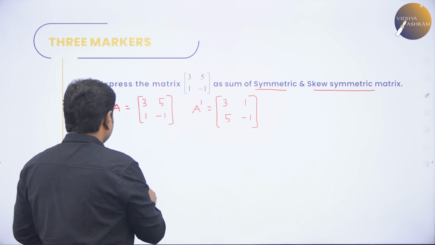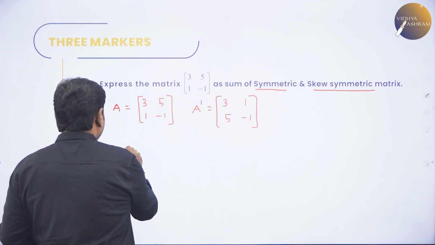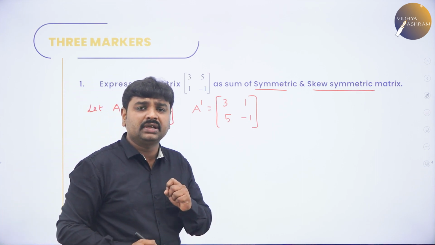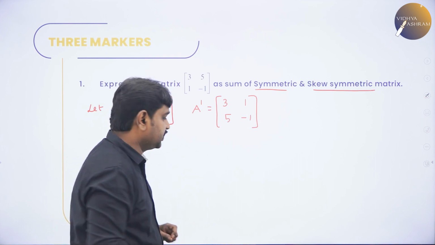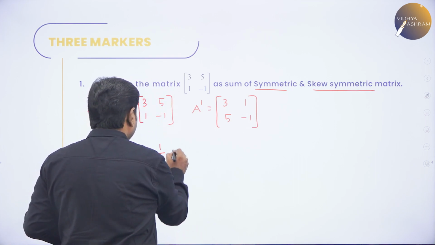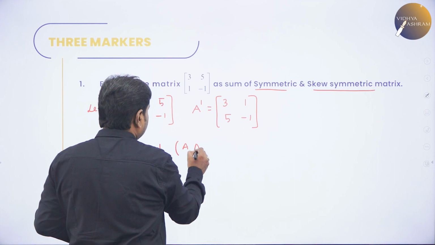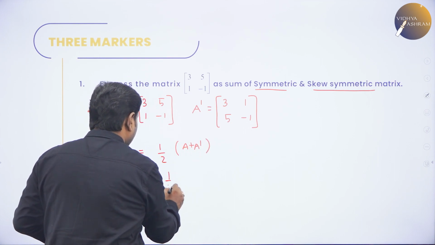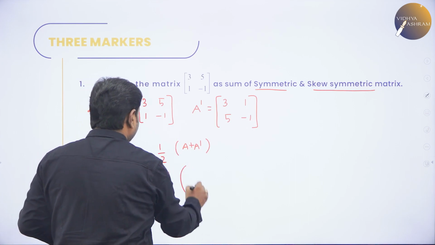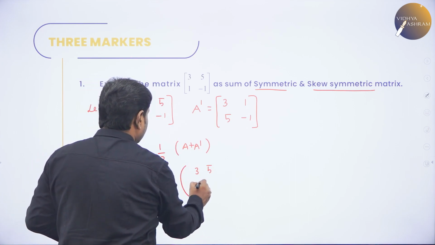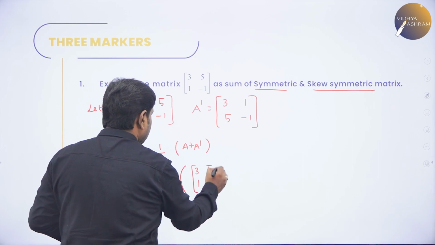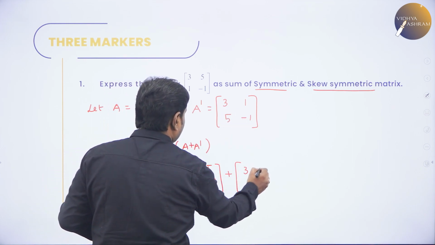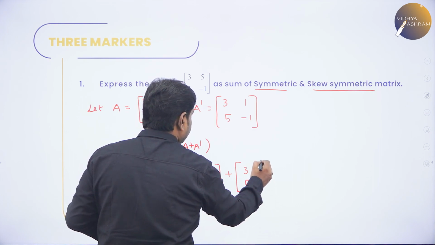Then first we will find B. B is called a symmetric matrix. What is the formula for B? How to find B? Half into A plus A dash. So half into what is A? Given matrix. What is given matrix? 3, 5, 1, minus 1. Then A dash. What is A dash? 3, 1, 5, minus 1.